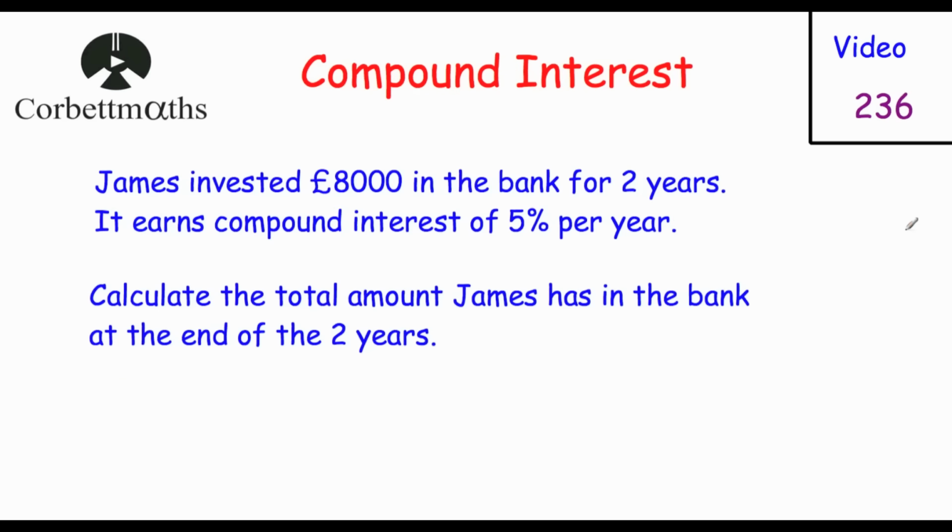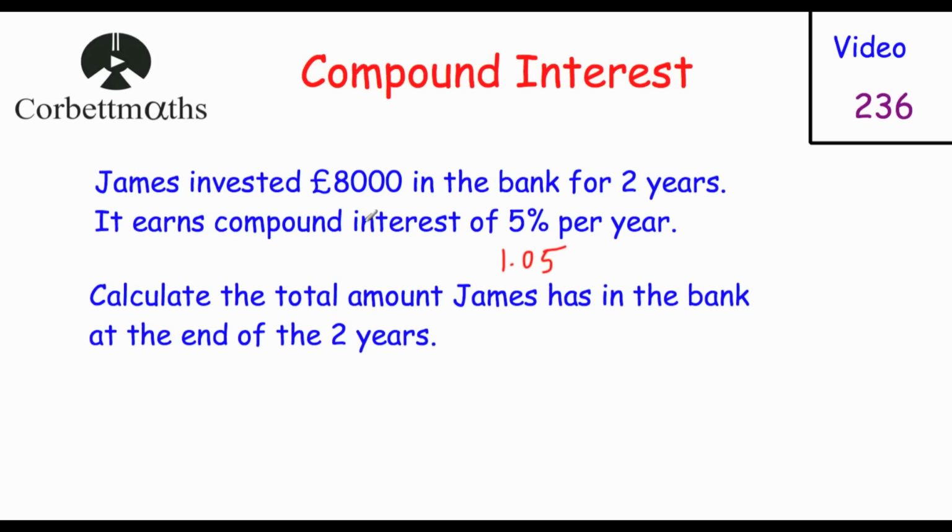we go back to our question, we had James invested £8,000 in the bank account for 2 years. It earned compound interest of 5% per year. So 5% increase would be 1.05 as a multiplier because it's gone from 100% to 105%. So we can use this multiplier really quickly and easily to work out our answer.